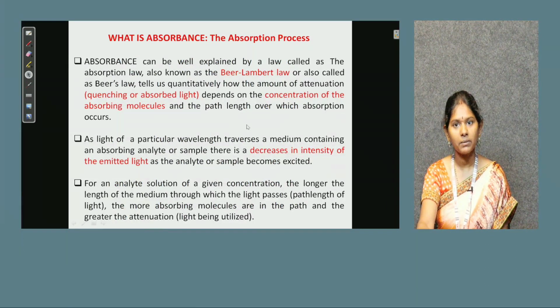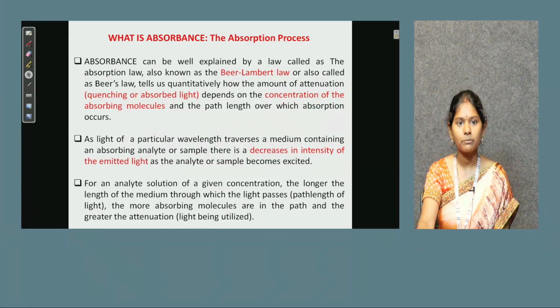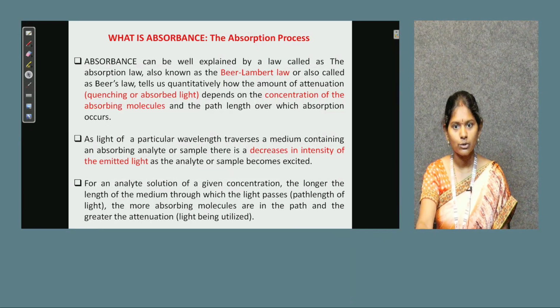This absorbance can be explained by a law called the Beer-Lambert law, which depends upon the concentration of the absorbing molecules as well as the path length. It means that as the concentration of the absorbing molecules is high, the amount of light absorbed by that particular solution will increase. So we can say that the concentration of the absorbing molecules is directly proportional to the absorbance.